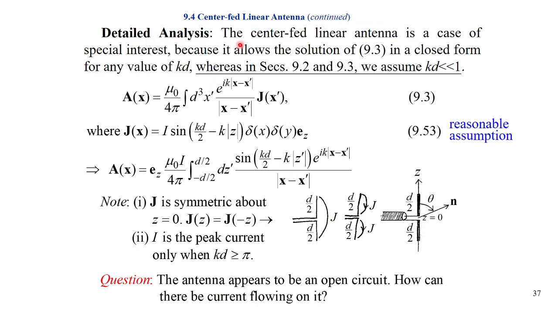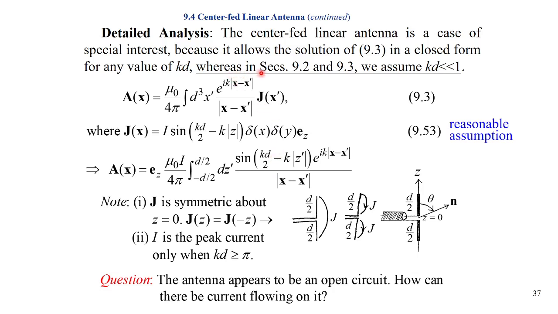This is a detailed analysis of the center-fed linear antenna. We like the center-fed linear antenna because it's easy to calculate and we will obtain closed-form solutions. Besides, this is correct for any value of kd. k is the wave number, 2 pi over lambda, and d is the physical dimension of the antenna.